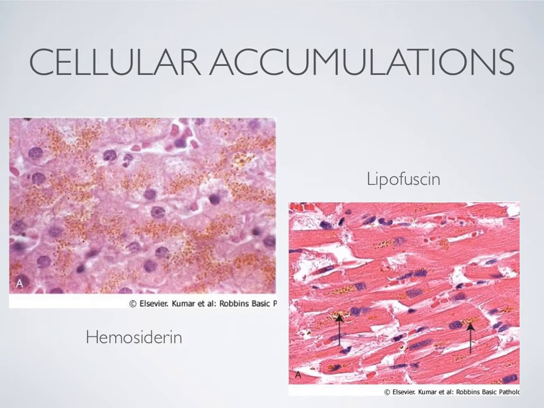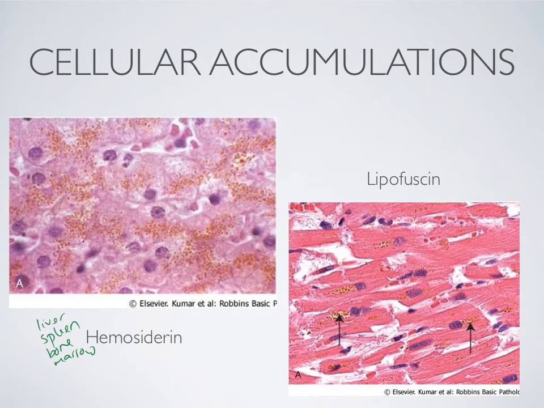So another sign of damage that you might see in cells are accumulations of different things. And I just put 2 examples here. In this image, you see all these little rust-colored dots. That's iron. So this is hemosiderin. This often will happen in tissue like the liver, the spleen, and the bone marrow, in response to iron overload.